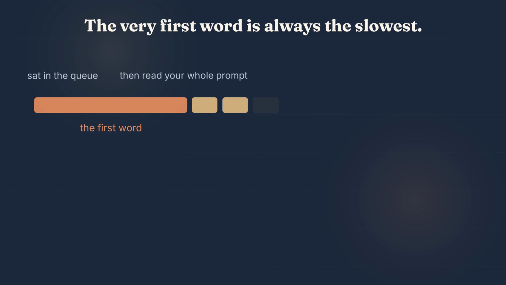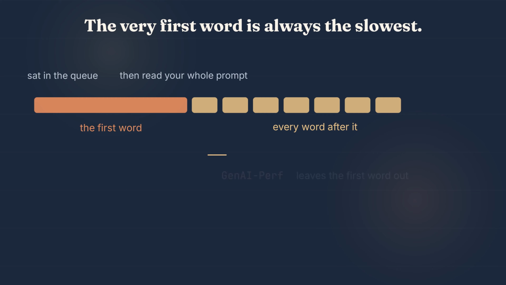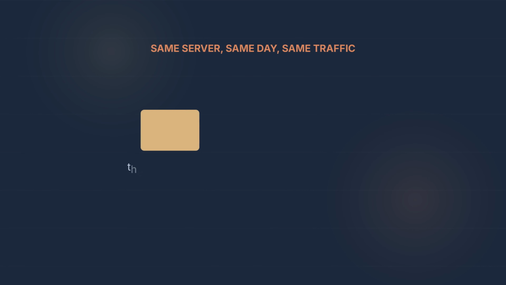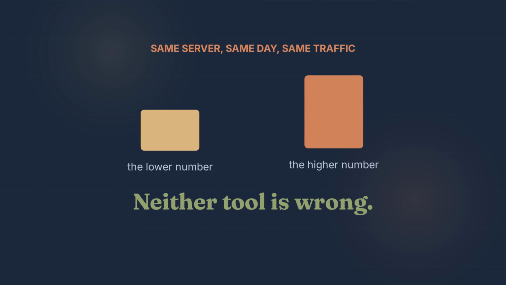When your server answers, the very first word is always the slowest one, because it sat in the queue and then it had to read your whole prompt before it could say anything at all. So one of those tools leaves that first word out and only measures the gaps after it. The other one keeps it in and averages it together with all the rest. So mine goes up, same server, 2 different numbers, and neither tool is wrong.